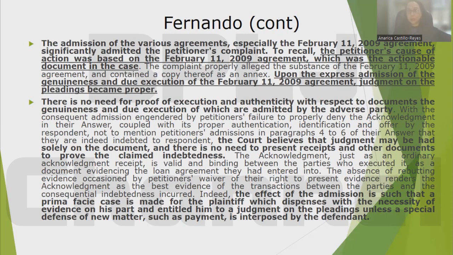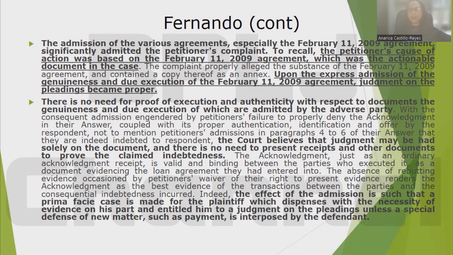The admission of the various agreements significantly admitted the petitioner's complaint. The petitioner's cause of action was based on the February 11, 2009 agreement, which was the actionable document in the case. Upon the express admission of the genuineness and due execution of the February 11, 2009 agreement, judgment on the pleadings became proper. There is no need for proof of execution and authenticity with respect to documents, the genuineness and due execution of which are admitted by the adverse party.